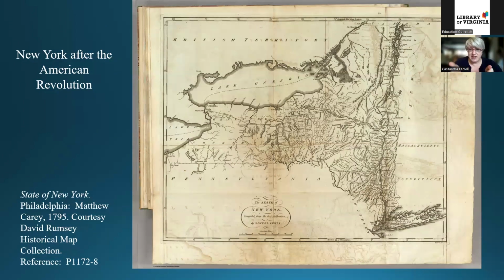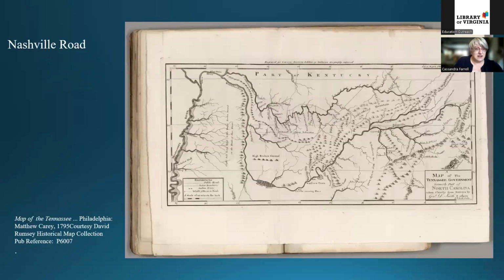But you see how you have new counties and new settlements being established in New York State, and as we saw on the previous maps, into western parts of New England. And in Nashville, the Nashville Road, well, not Kentucky, but Tennessee becomes a state in the 1790s, and they find a need to construct a road between Knoxville and Nashville.